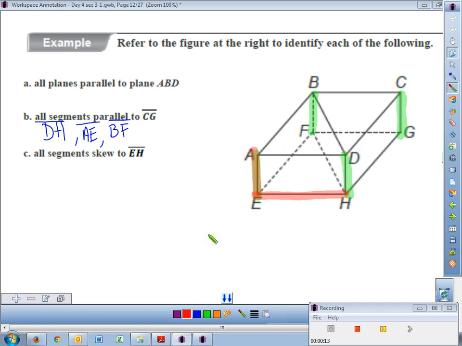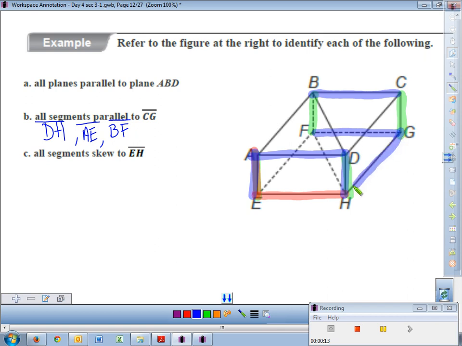So let me use a different color. Let's do blue here. So these don't work because they intersect. The blue one and the red one intersect. And then you could say this one doesn't work because it's parallel to it. It's going the same direction. And this one doesn't work because it's parallel to it. And this one doesn't work because it's parallel to it. So I just found all the ones that don't work. Well, what about this one? That touches segment EH, so that doesn't work. And this one touches segment EH, so that doesn't work.